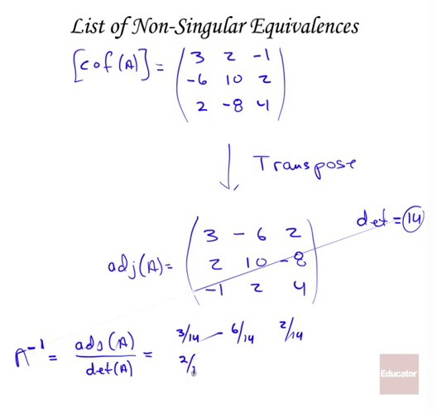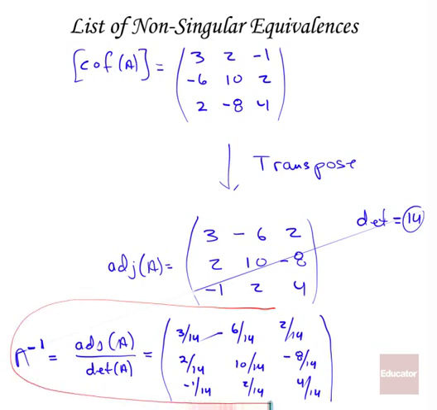Okay, so 2/14, 10/14, minus 8/14, minus 1/14, 2/14, and 4/14. This final matrix is our inverse that we were looking for. Again, it is the adjoint of A over the determinant of A. Determinant exists, we're good. If the determinant is 0, we don't have to bother trying to find an inverse. It's a very, very nice theorem to be able to use.